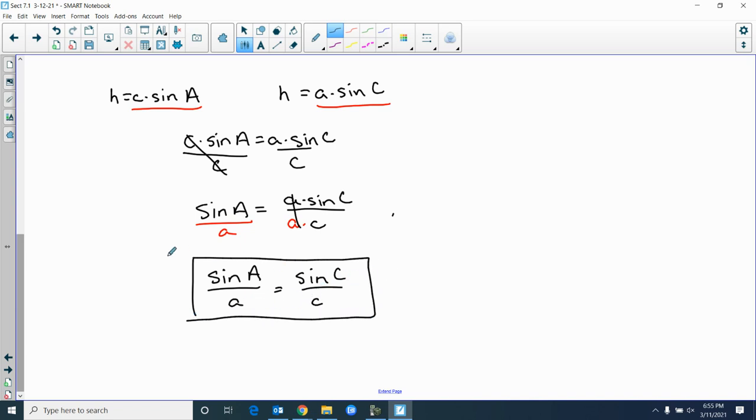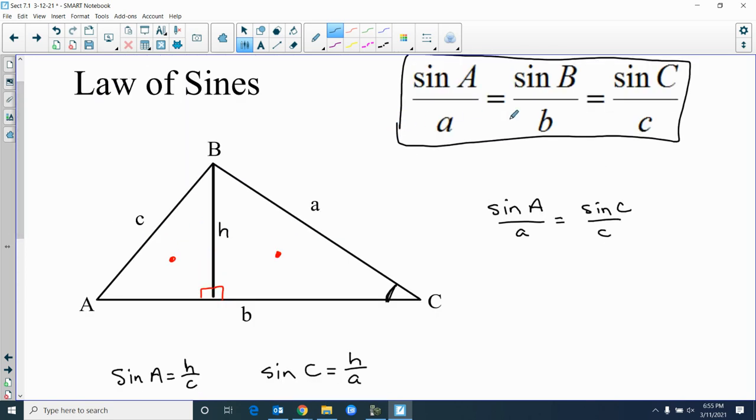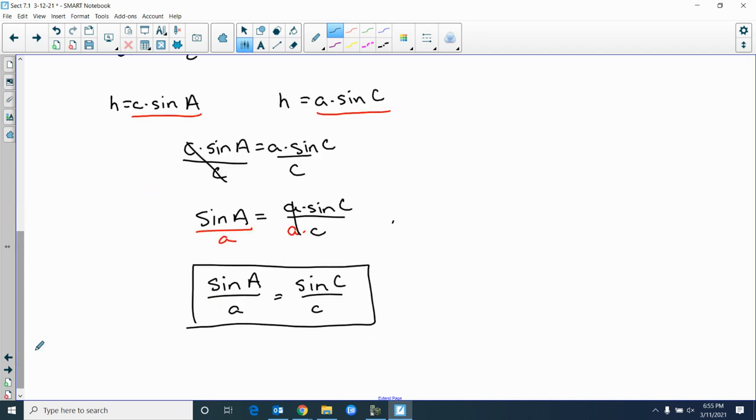And so I have my rule. Now if I were to rotate the triangle and draw the altitude from a different spot, I could work angle B in there. But now I've got these two equal, and that's basically what I need for the law of sines at this point. So always take the sine of the angle and the side across from it.